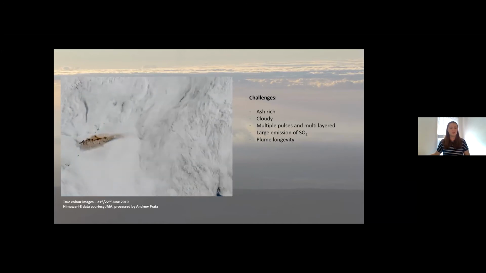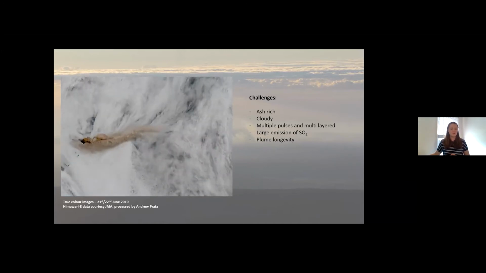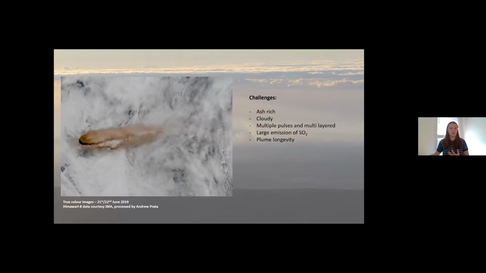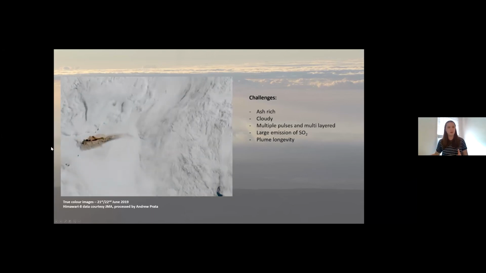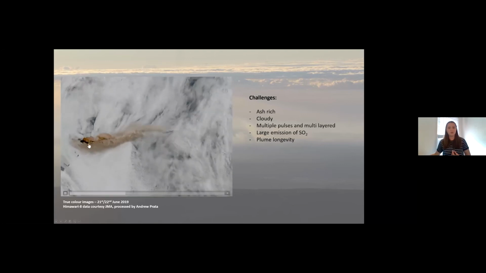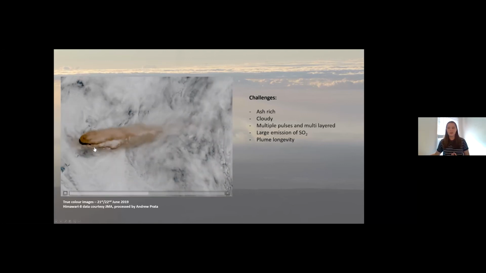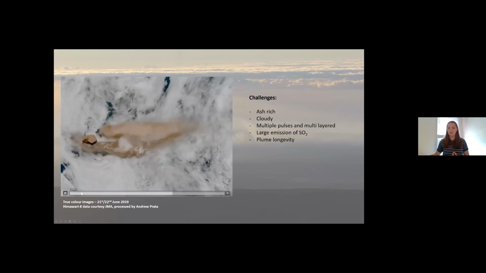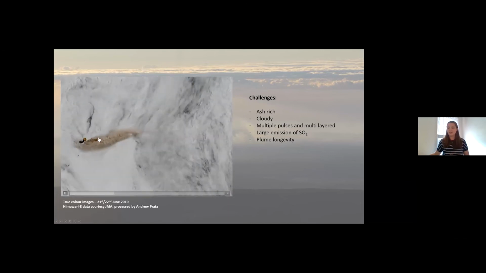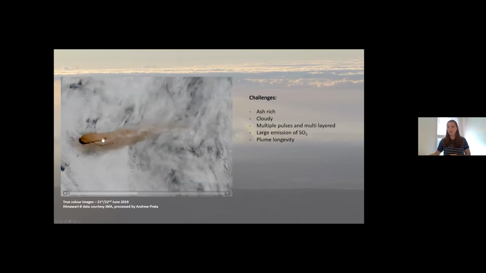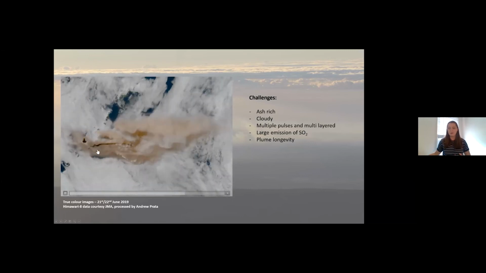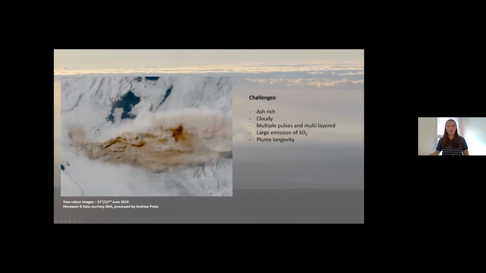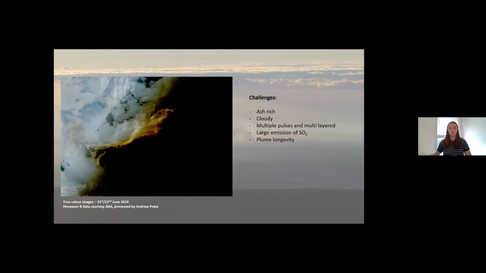But it shows some complex features that we've had to deal with. First, you can see there's a lot of cloud in the background. Just rewinding that, you can see initially that there are multiple small pulses before the main part of the eruption, before we get this sustained plume. And you can also see that there are multiple layers to this plume. If I go back again, you can see this larger plume, which is quite high, and then there seems to be a consistent emission beneath this as well. So ash-rich, cloudy, multiple pulses and multi-layered, all combined to make this challenging.